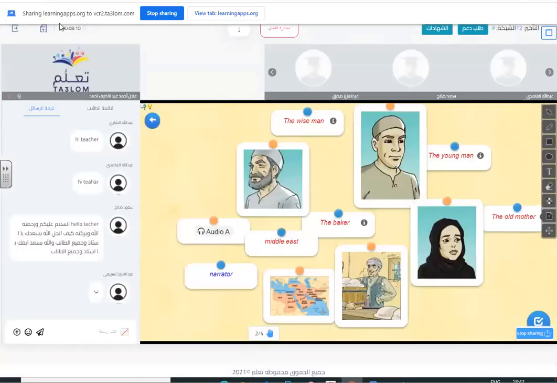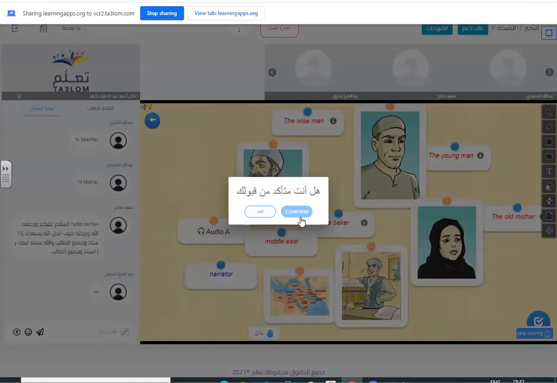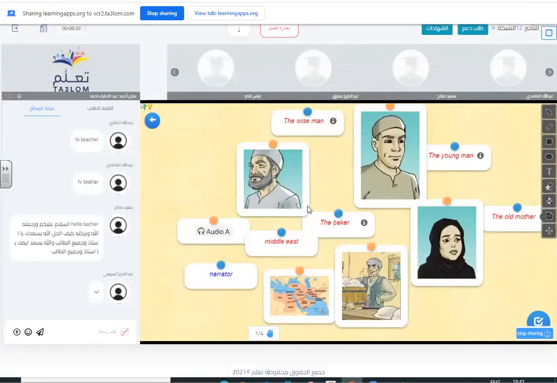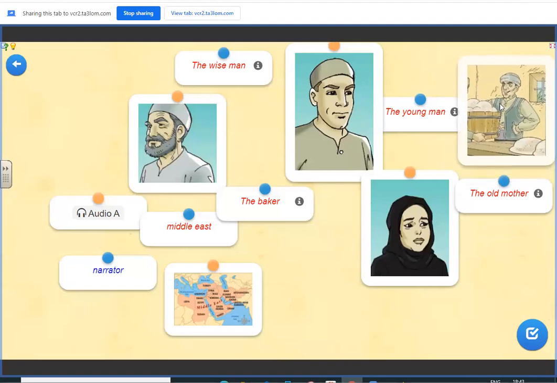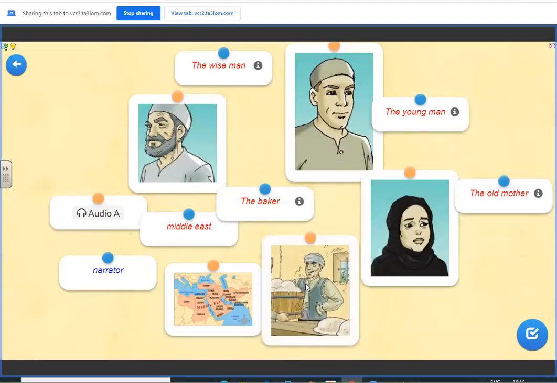Now I need more participants to help me. Who's raising hands? Yes, we have two good boys. We'll start with Iyas bin Nasser. Yes. Look, who is this? What's this man's job? This character in this card. Is he a farmer? This is not a farmer. This is the baker. Say it again. This is the baker. Okay.